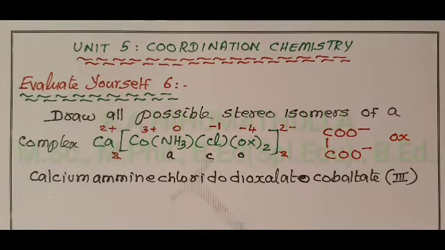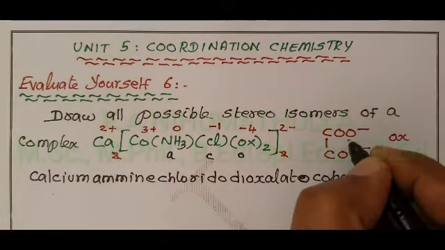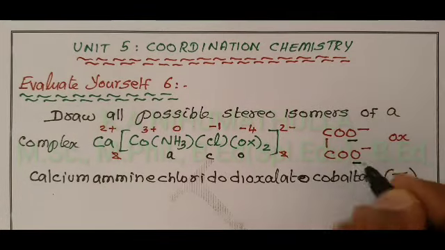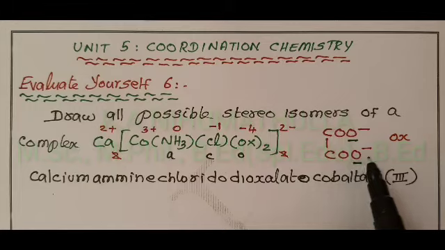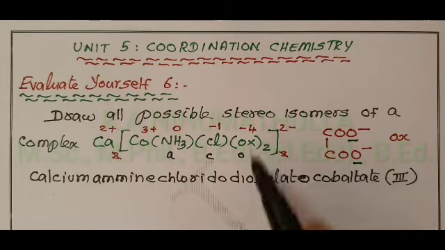What is the donor atom? In oxalato, oxygen is the donor atom. Here you have one oxygen, another oxygen is the donor atom. And it is simply indicated by ox. One oxalato is 2 minus, two oxalato is 4 minus.